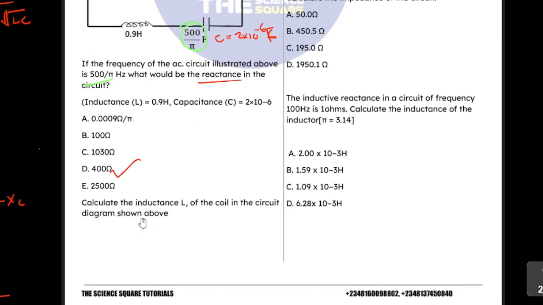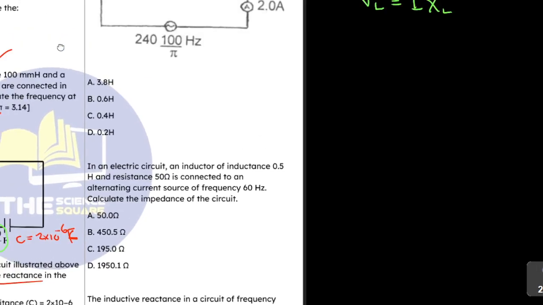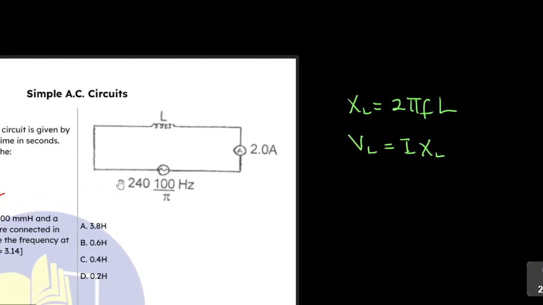Yes, calculate the inductance. So no other information is given. This is all the information we have. We have the frequency and we have the current. That's all we have. So let's see how we can use these two pieces of information to figure out all we need. It will be difficult for us to calculate XL because we don't know L. The value of L is not known.